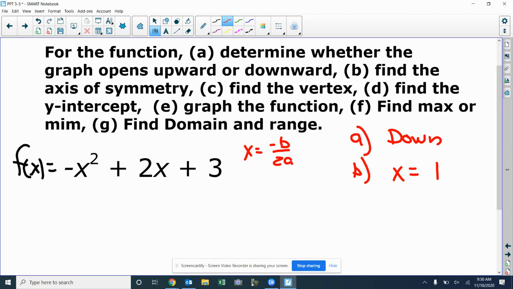Check your work there. Now go ahead and see if you can find the vertex. Remember, we already have half of it, don't we? So x equals negative b over 2a is positive 1. Is that correct? Can you guys get that with me?